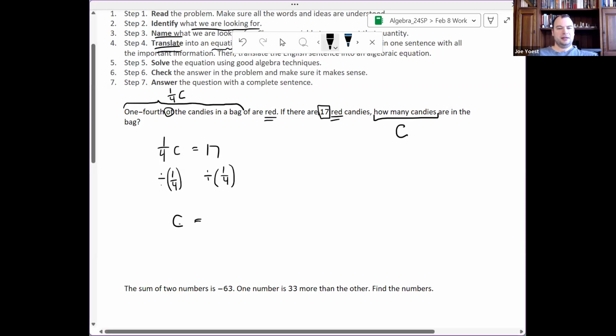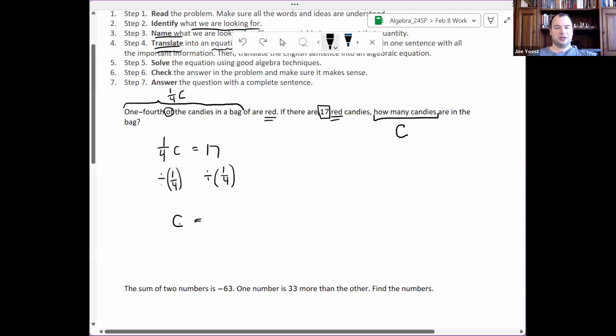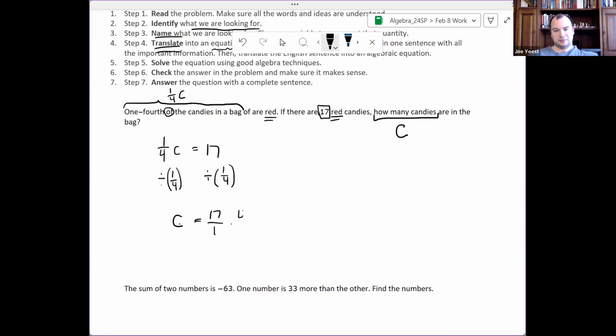And on the right, I have to be careful here, right? If I was a little sloppy with my arithmetic, I might think something like 17/4. But then I check my answer and I say, well, can the number of candies be 17/4? That doesn't really make sense, right? Oh, okay, I made a mistake. I need to be a little bit more careful with my arithmetic. I'm dividing by the fraction, so I need to invert and multiply.